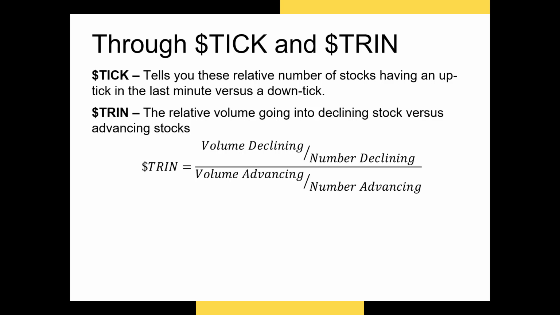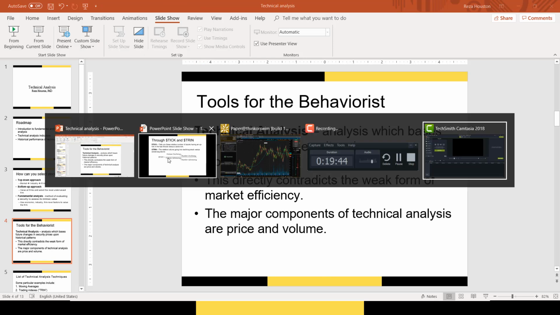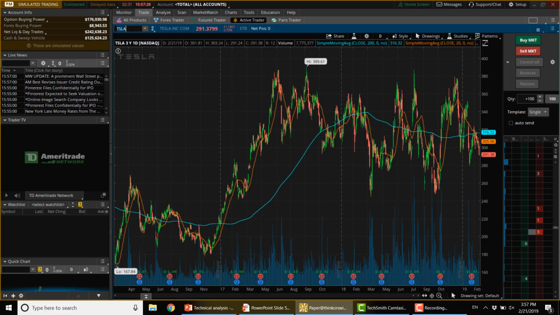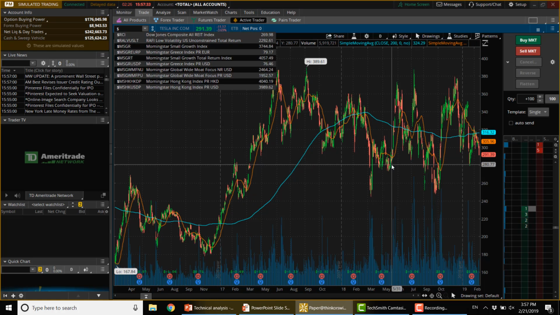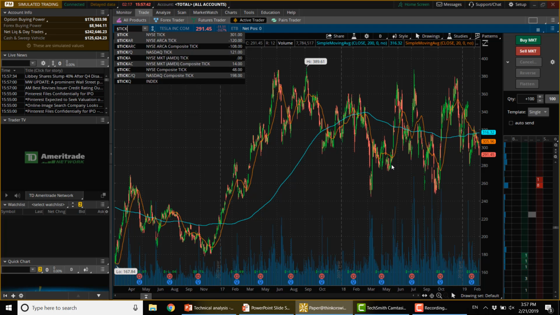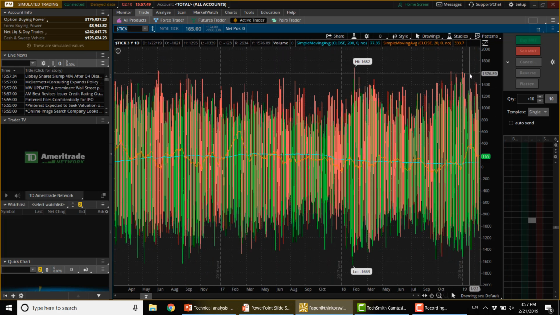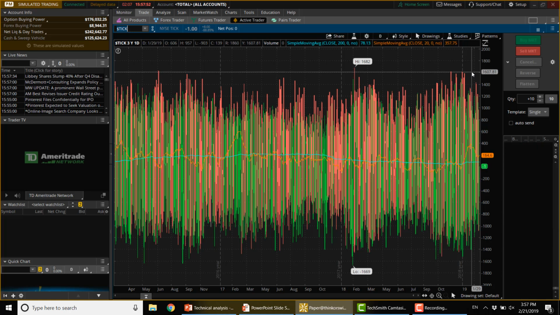So let's take a look at these in the Thinkorswim platform. You noticed a $ sign in front of those. That's typically what you enter when you want to look up a very specific function. Let's say we want to look up tick. So this $TICK gives us the tick, or the relative number of stocks that have positive news versus negative news.